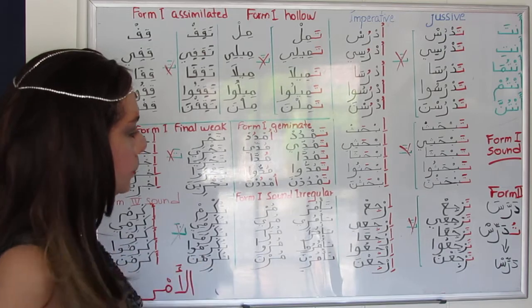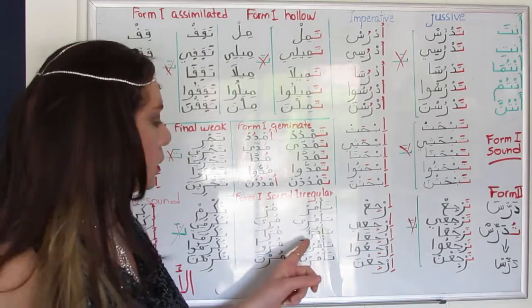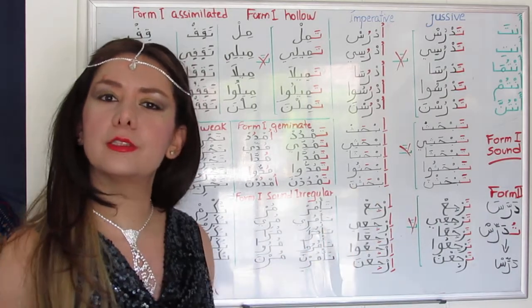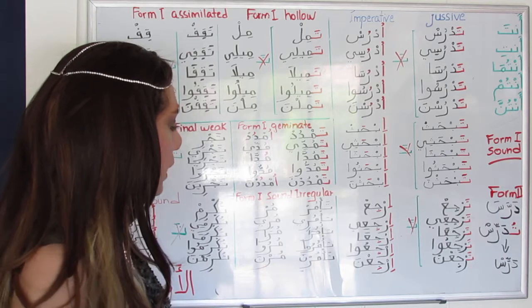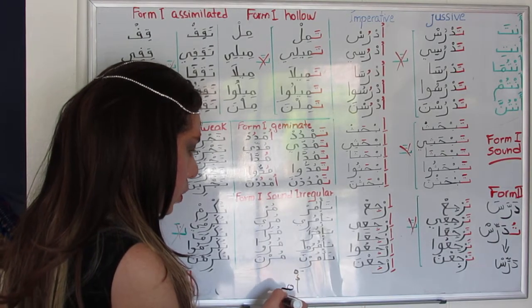So amara, ta'amur, ta'amuri, ta'amura, ta'amuru, ta'amurna. Okay, we delete the ta, the prefix. We will be left with the hamza, mur. Okay.